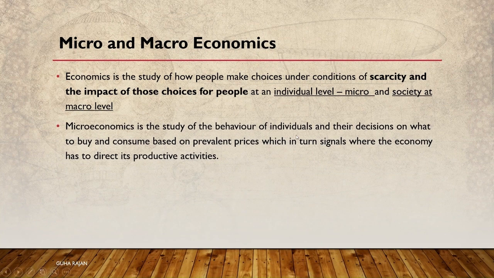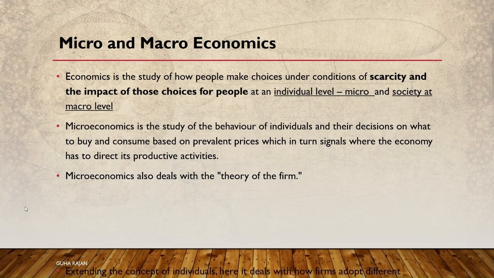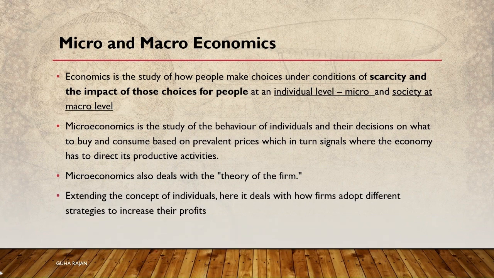Micro studies the behavior of individuals, their decisions to buy and consume based on price signals, because when people invest or buy products, naturally production happens. If they do not buy, production activity will not happen, and the economy will be at a standstill. So for the economy to grow, people should spend money. That's the basic need in any country. Microeconomics is the theory of the firm, whereas macro is at a higher level, at the country level or at least the state level.